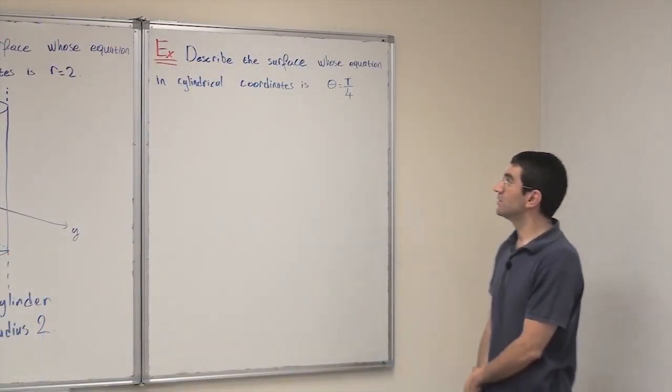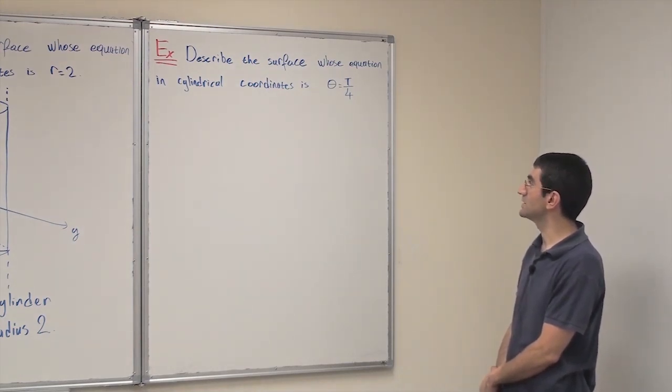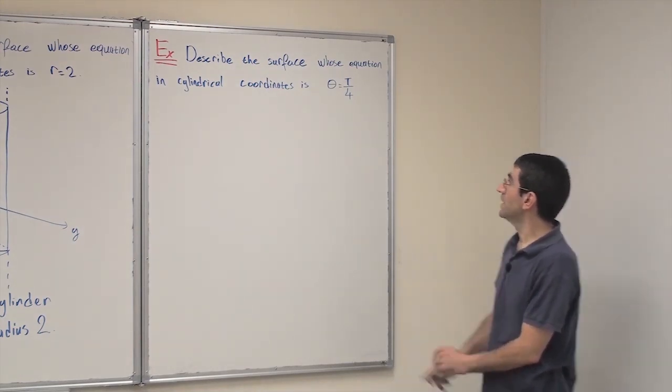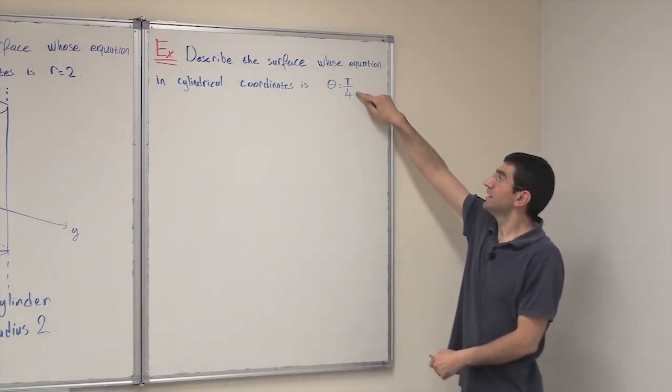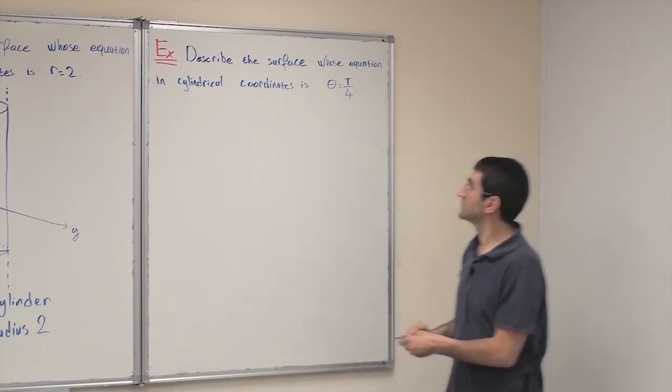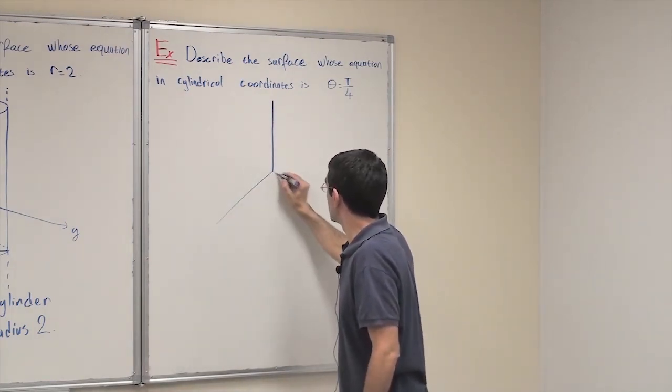In this exercise, we want to describe the surface whose equation in cylindrical coordinates is theta equals pi over 4. In this equation, we don't see r and z. It means that they are free variables. So, here is our three-dimensional coordinate system.